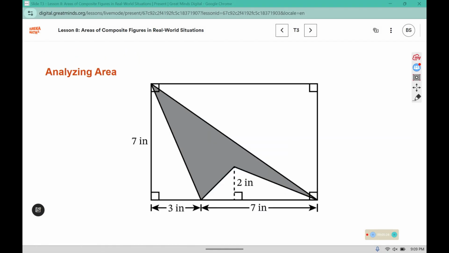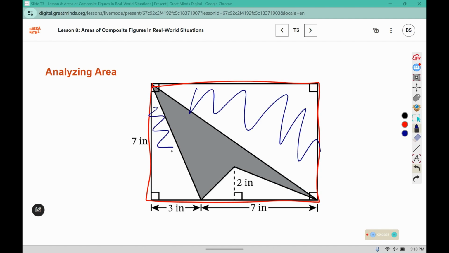How might we go about finding the area of this shaded region? We have a large outer rectangle that we could start with, and then we could subtract the large triangle, the medium triangle, and the small triangle to be left with what's inside. Using that method, this has a base of 10 all the way across because 3 plus 7 is 10, and a height of 7. So the rectangle piece is 10 by 7, base times height.